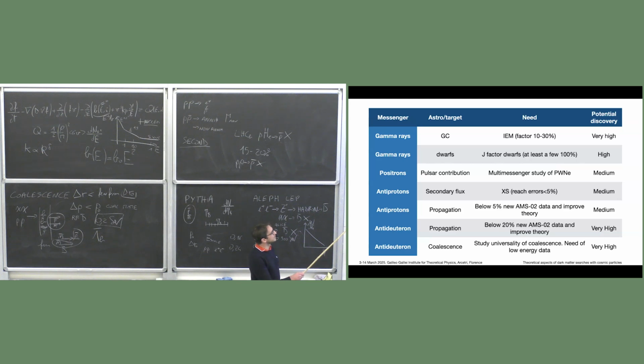For dwarf galaxies, we have a lot of dwarfs. In the future, JWST and LSST will increase significantly the sample of dwarfs.